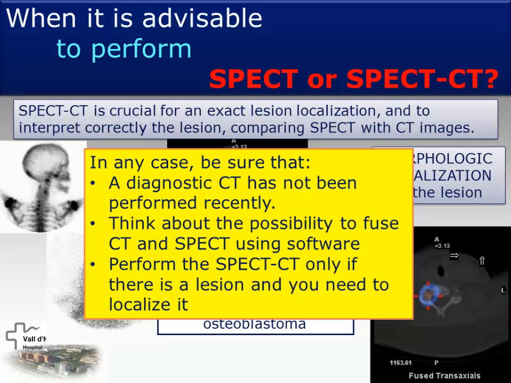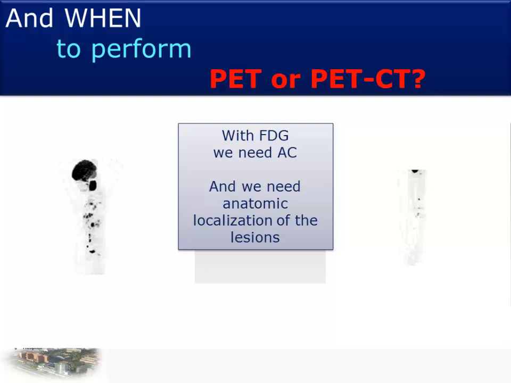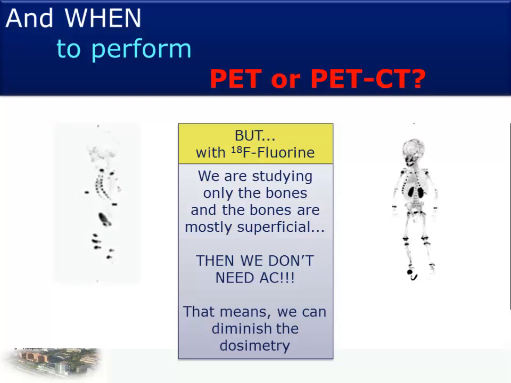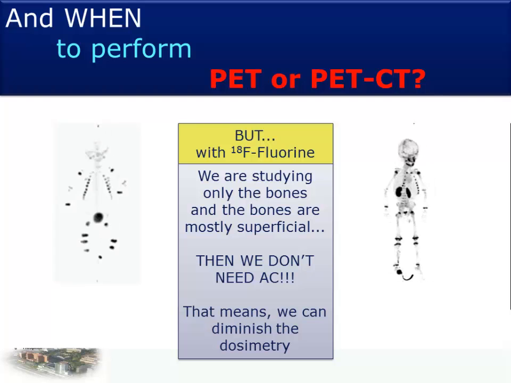Well, and what about the PET or the PET-CT? For FDG, we need the attenuation correction, and we also need to localize the anatomy of the lesions very well. For this reason, for the PET FDG, we need to perform a CT, as mentioned this morning, and this CT can be diagnostic or not diagnostic, and usually with a low dose, even if it is a diagnostic CT. But if we perform a PET with fluorine, we are studying only the bones, and the bones are mostly superficial. That means that we don't really need the attenuation correction. And if we don't perform the CT, then we diminish the dosimetry of the exploration by two-thirds.